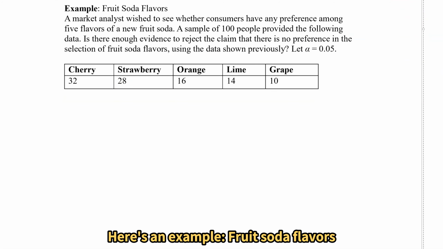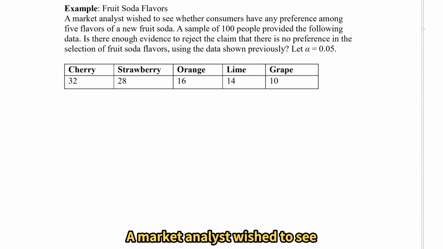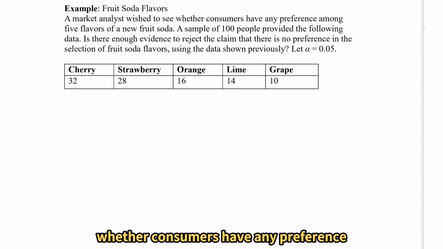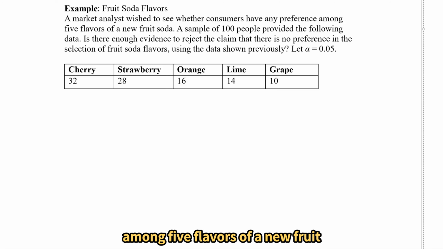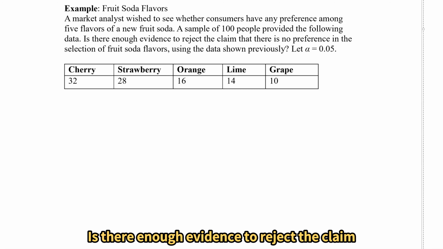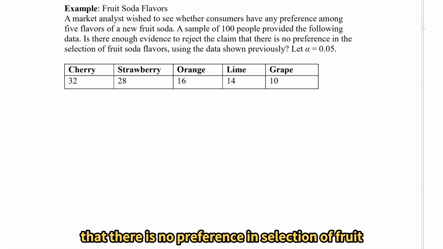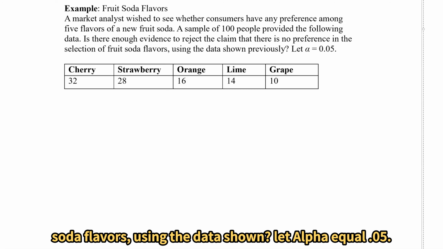Here's an example. Fruit soda flavors. A market analyst wished to see whether consumers have any preference among 5 flavors of a new fruit soda. A sample of 100 people provided the following data. Is there enough evidence to reject the claim that there is no preference in selection of fruit soda flavors using the data shown? Let alpha equal 0.05.